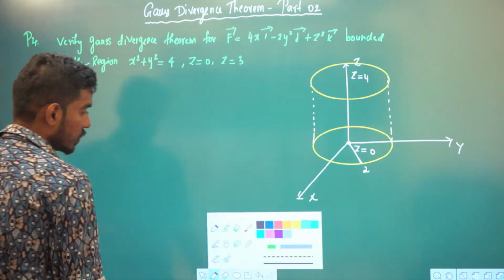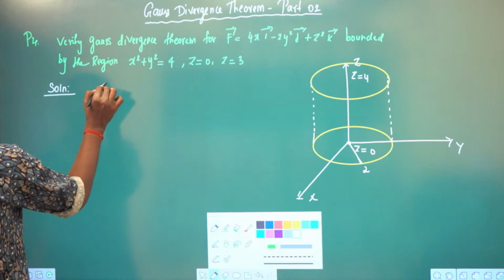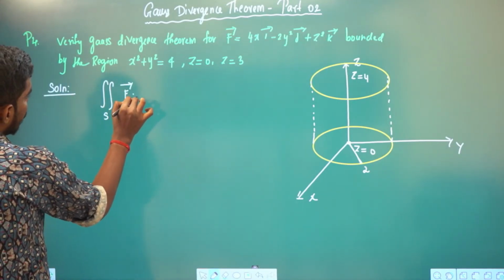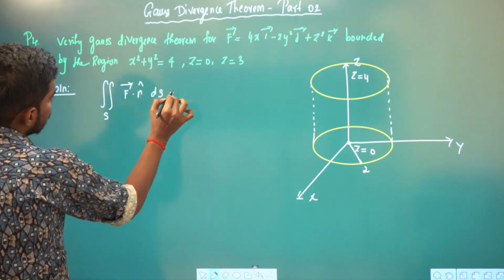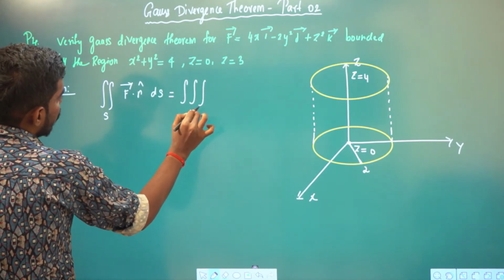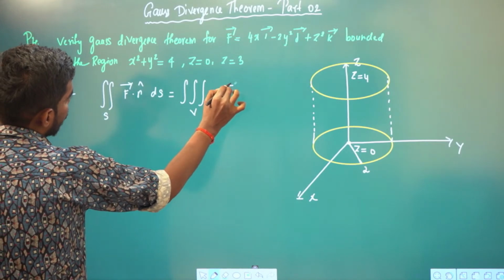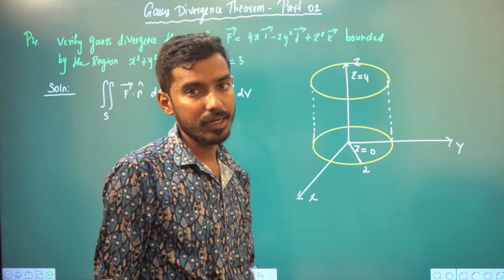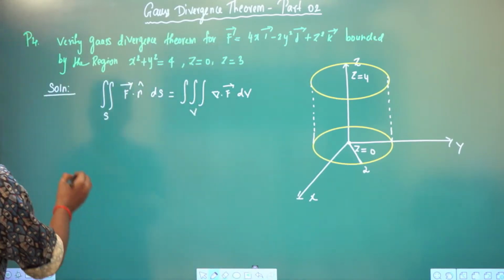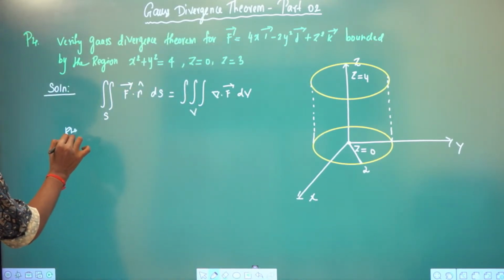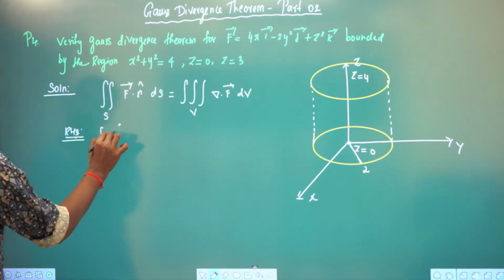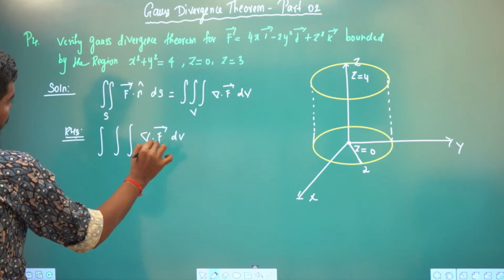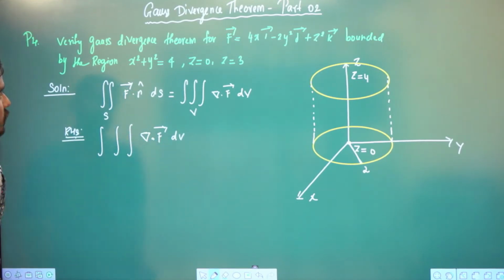So I'll do this a little bit fast. We need to verify the Gauss divergence theorem. The double integral over S of F vector dot n cap dS is the same as the triple integral over V of del dot F vector dV. First we will find the volume integral and then the surface integral. So first we will take the RHS, the triple integral over V of del dot F vector dV. So just take the divergence of F.